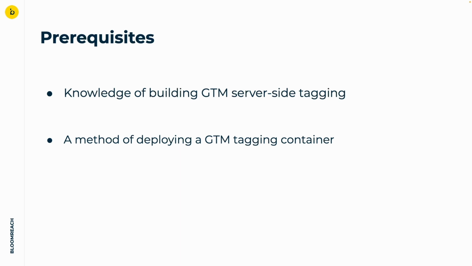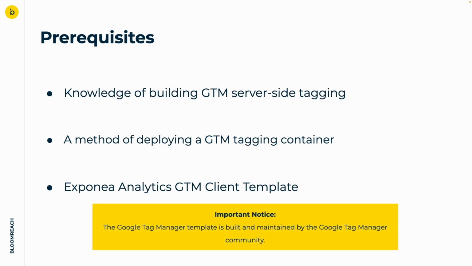You can find more information about that at Google's documentation directly. Here I will be showcasing stape.io, since it is possible to create a container there fast without registering a credit card. Lastly, you need the Exponea Analytics client, which you can download following the link on our server-side tracking documentation page. Please bear in mind that this template is not maintained by Bloomreach directly. It's built and managed by the Google Tag Manager community.